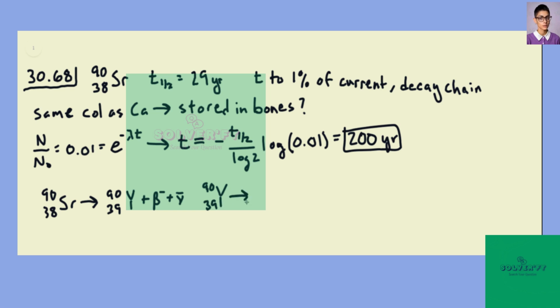And then the yttrium-90 probably still has too many neutrons. So it's going to undergo another beta decay. So the mass number remains unchanged, but now we get another proton in the nucleus. And element 40 is zirconium. And then, of course, you get the beta and the antineutrino.